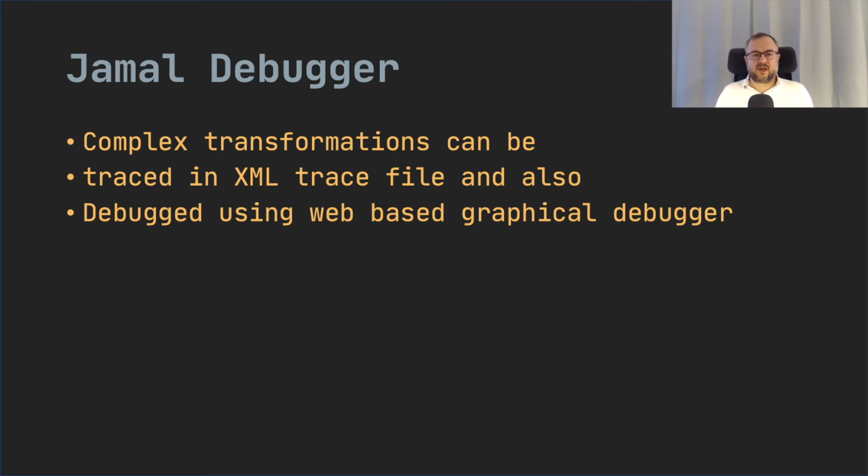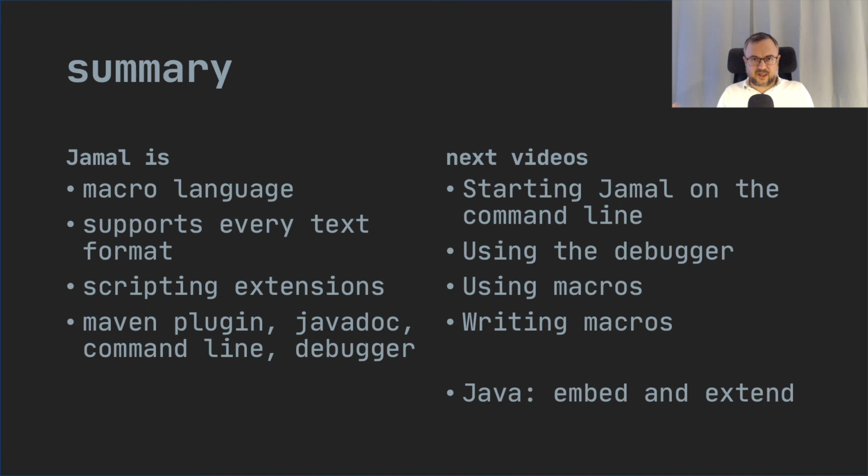So, summary, and I'll make it very short because you are interested in the technical details. Jamal is a macro language, text-based, supports every text format. It has scripting extensions. It works as a Maven plugin, Javadoc, command line, debugger. There are many extensions for it with many practical uses.